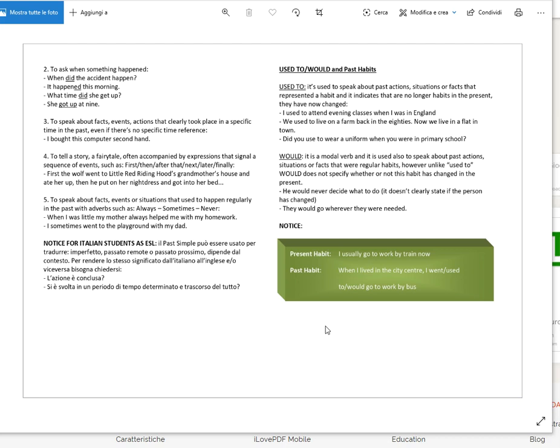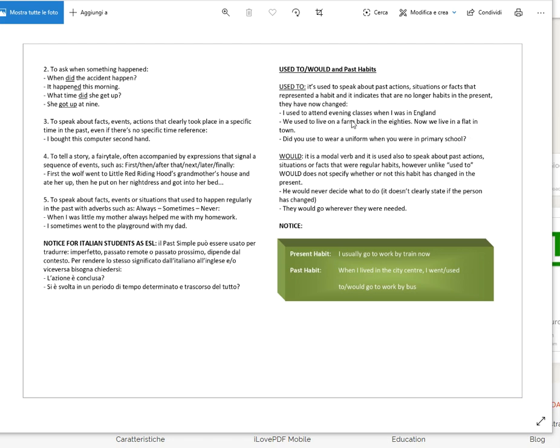So I can say, I used to attend evening classes when I was in England. We used to live on a farm back in the 80s. Now we live in a flat in town. Did you used to wear a uniform when you were in primary school?